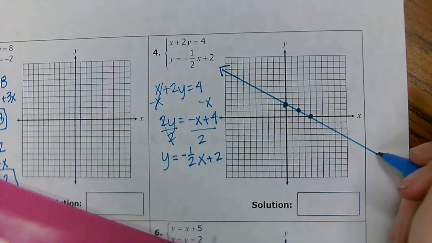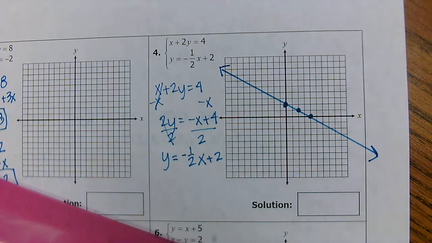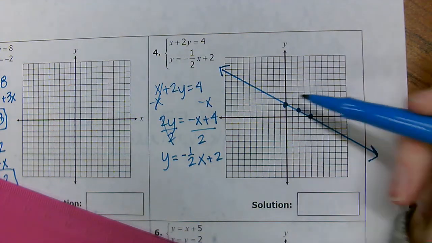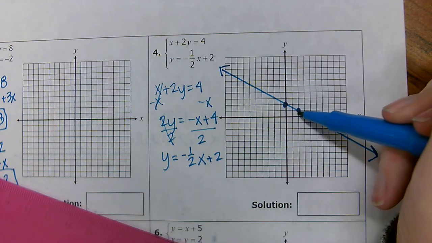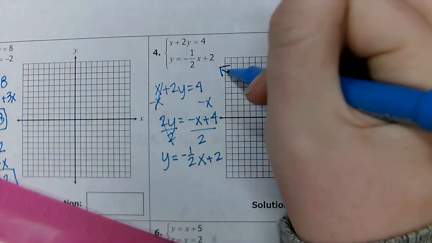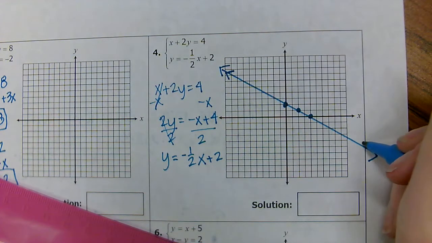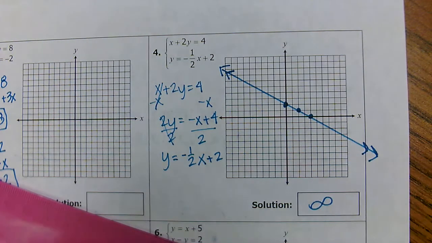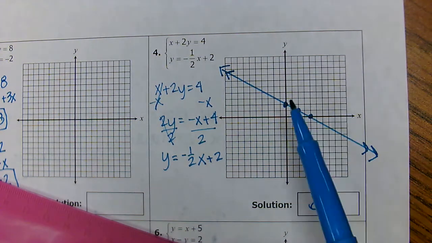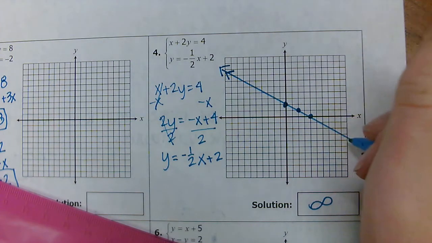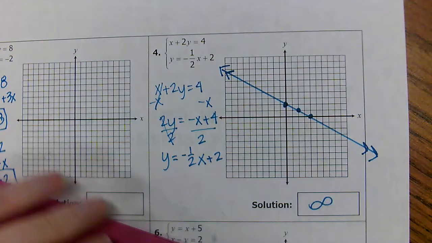Alright, so that's the first line. And now let's graph the second line. Start at positive 2. Down 1, right 2. Down 1, right 2. Well, it's the exact same line. So I can just draw some extra arrows here to indicate that there's two lines. And my solution is infinite solutions. That means every single point on this line, anything there would be a solution.